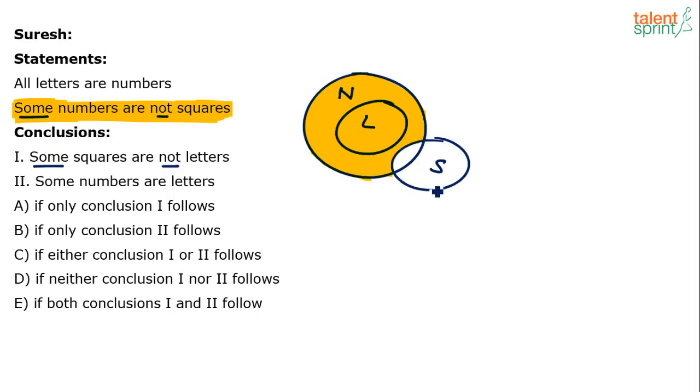If you look at the diagram here, yes, I can conclude that some squares are not letters. In fact, all the squares are not letters, which also means that some squares are not letters. But will it always be true? That is a confusion. This is the basic diagram, not the possible diagram. So some squares are not letters satisfies the basic diagram. These outside squares are not letters. But we have to check the possible diagrams as well. Only then can we say that is a definite conclusion.